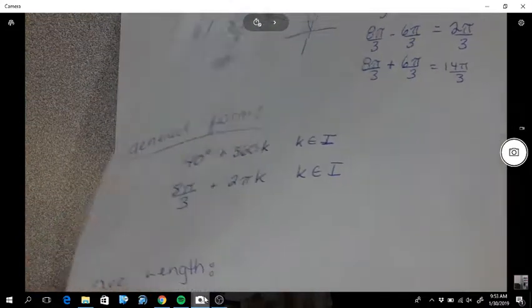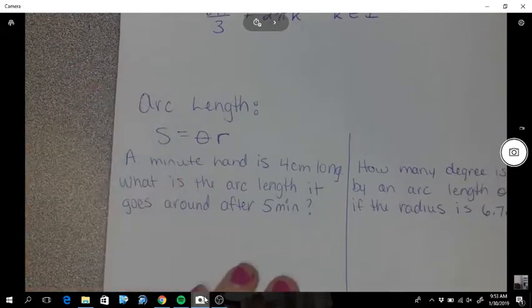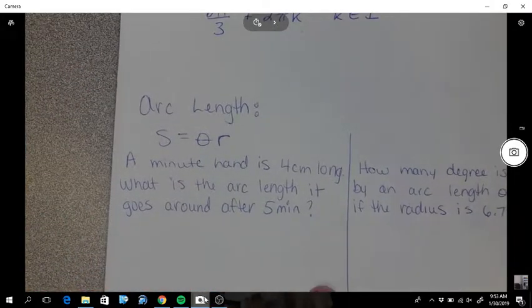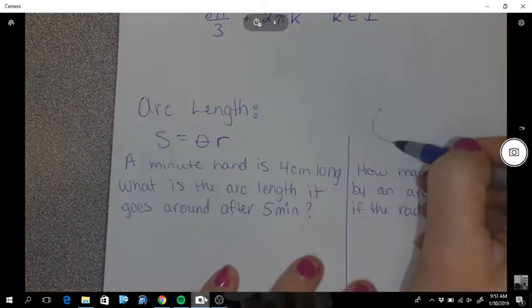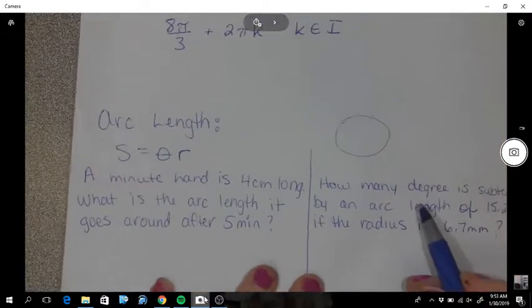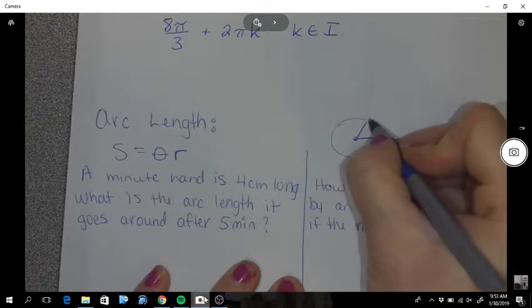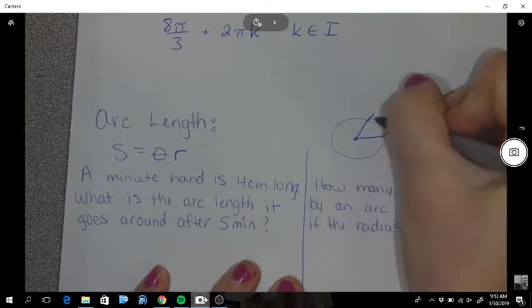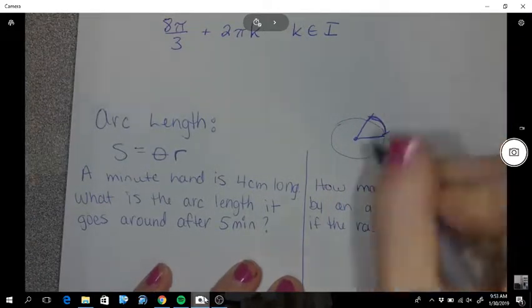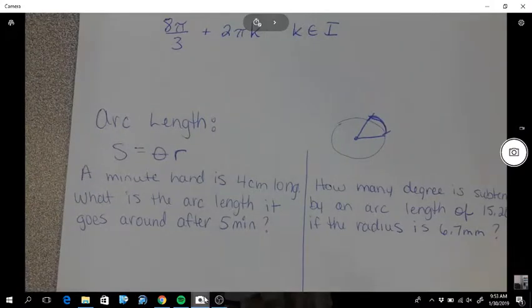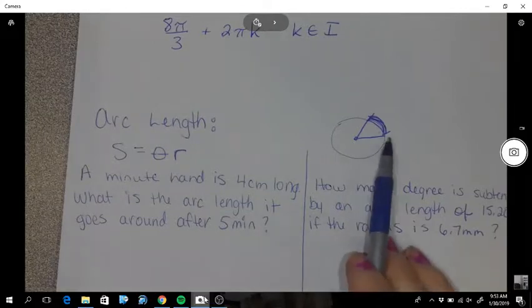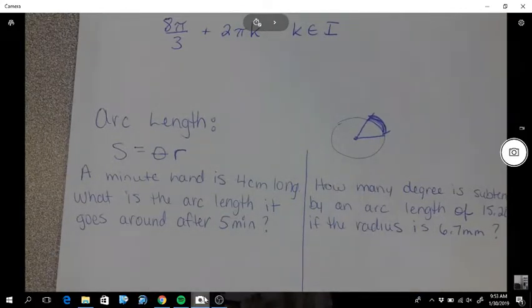Okay, and we're going to talk about arc length now. Arc length in a diagram would be if you have a circle and you have a certain angle, the arc length would be the measure of that amount of the circle that you're going to cut through. So you can see that it's just a fraction of what your total circumference would be.